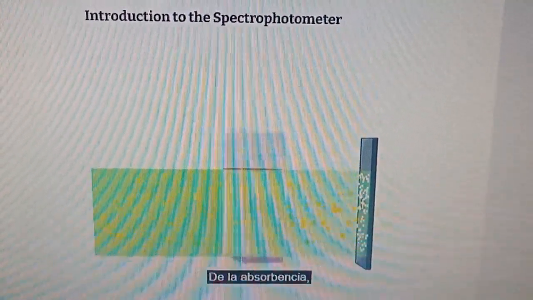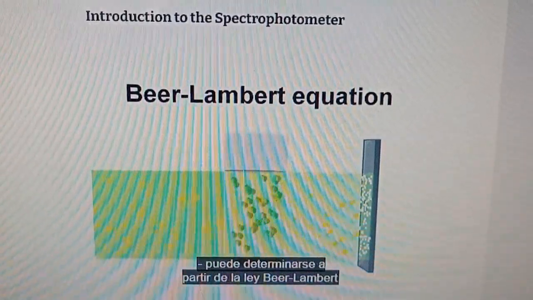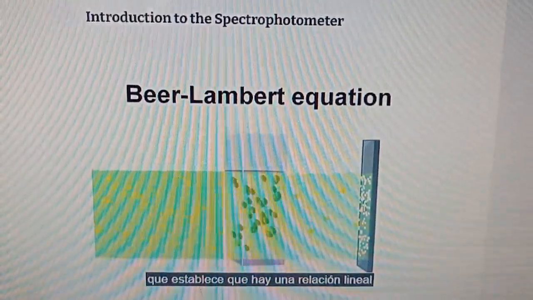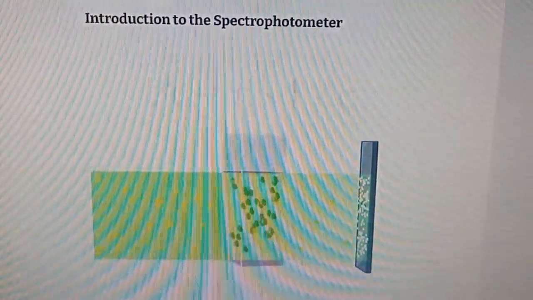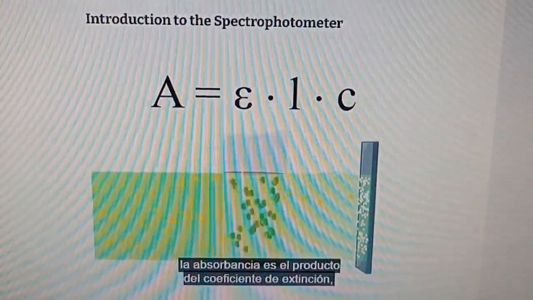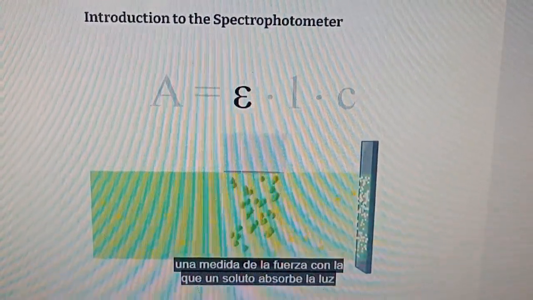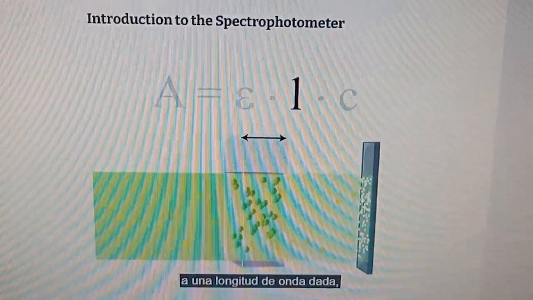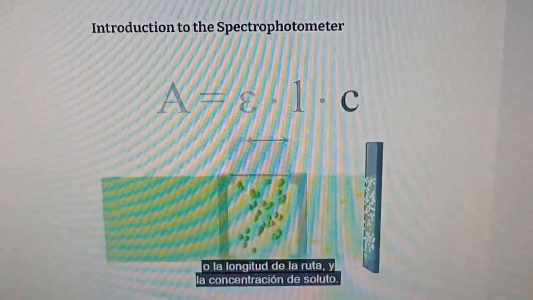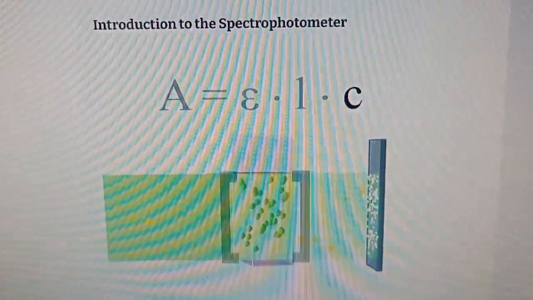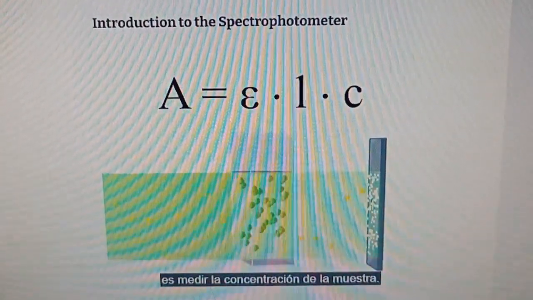From the absorbance, the concentration of the sample solution can be determined from the Beer-Lambert law, which states that there is a linear relationship between the absorbance and concentration of a sample. According to the Beer-Lambert law, absorbance is the product of the extinction coefficient, a measure of how strongly a solute absorbs light at a given wavelength, the length that light passes through the sample, or path length, and the concentration of solute. Often, the goal of taking absorbance measurements is to measure the concentration of the sample.